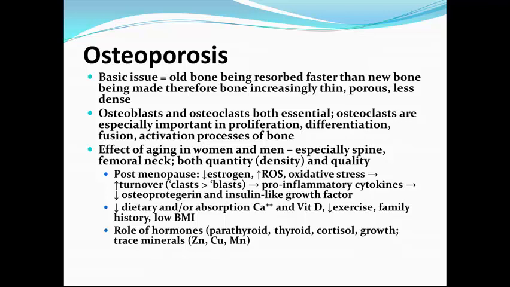We also know that with osteoporosis, we have to think about hormones as well as trace minerals. So hormones we would think about would be the parathyroid hormone. Remember, parathyroid hormone is important in phosphorus and calcium metabolism. Thyroid hormone is critical for bone health. And cortisol is an anabolic or growth-related hormone, as well as we talked about growth hormone. Trace minerals that are important in our bone health include zinc, copper, and manganese.